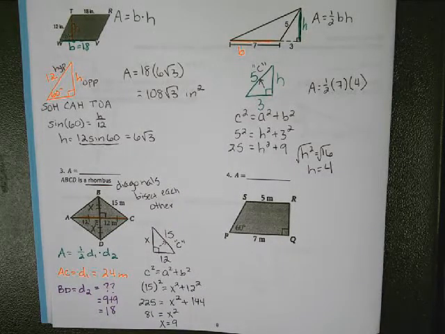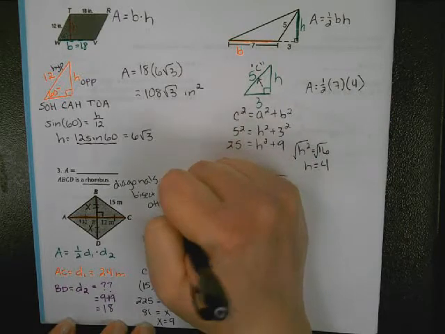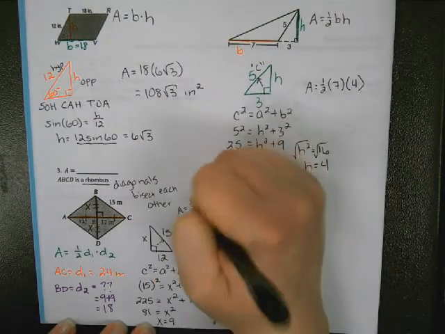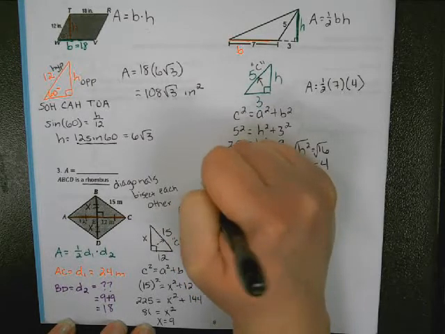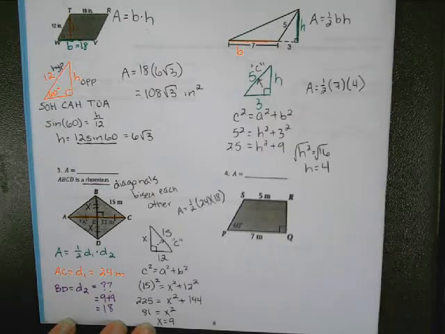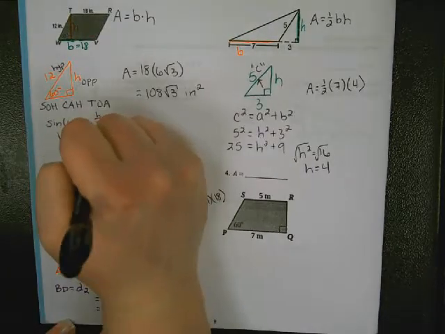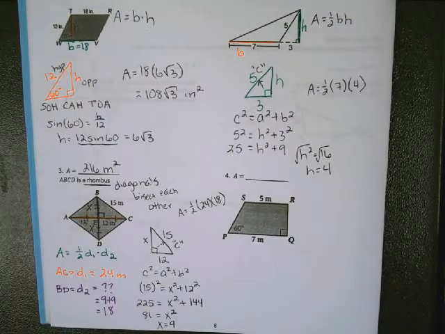Now that we have both of our diagonals, we can go ahead and actually find the area of our figure. So I'm going to go ahead and just put it up here. I wrote some extra notes for you guys and kind of ran out of room. Sorry. But 1/2 D1 is 24 and D2 is 18. And if you go ahead and plug that in your calculator, you should get it to be 216 meters squared.